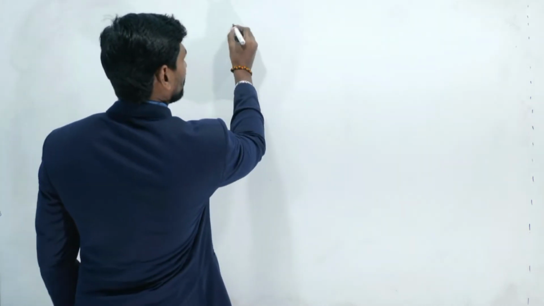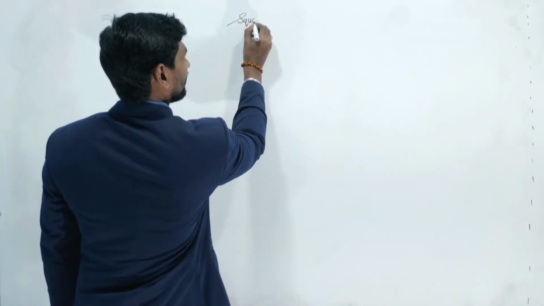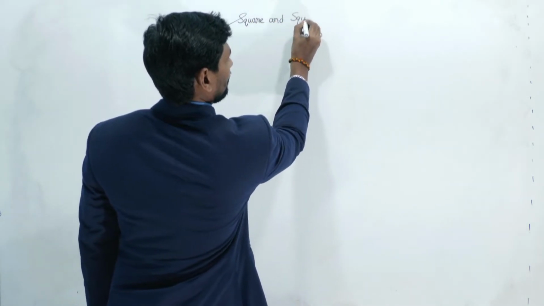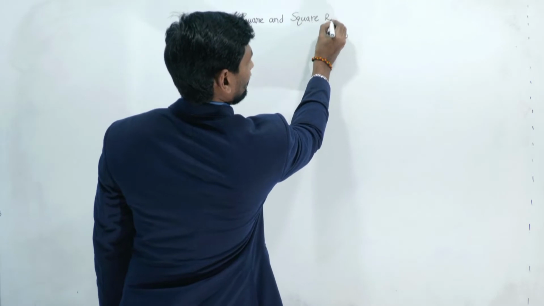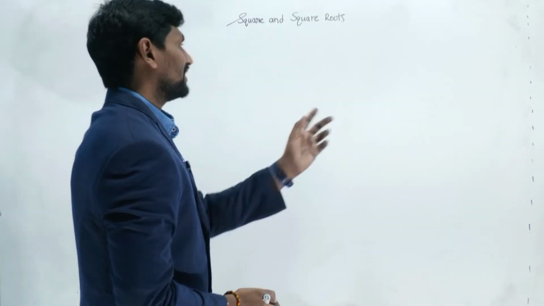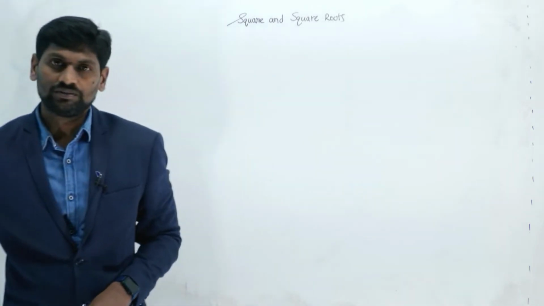Today we are going to discuss about square, square root and cube, cube roots. We are going to discuss the concept of square and square roots. Okay, cube and cube roots. So let us discuss the square and square roots first.